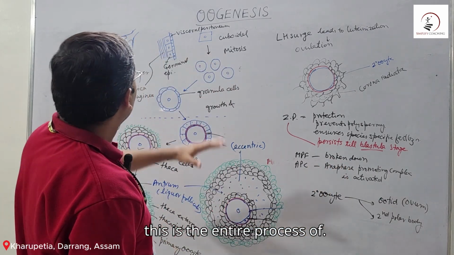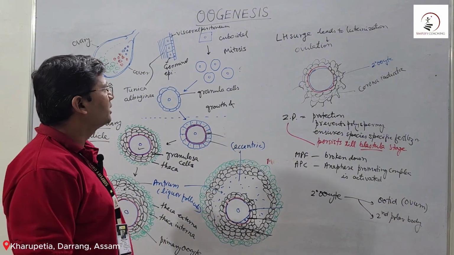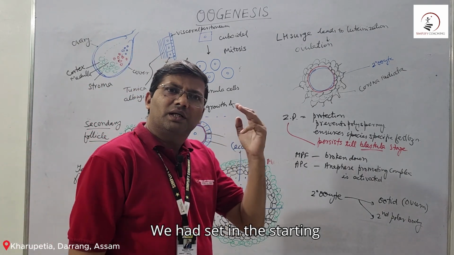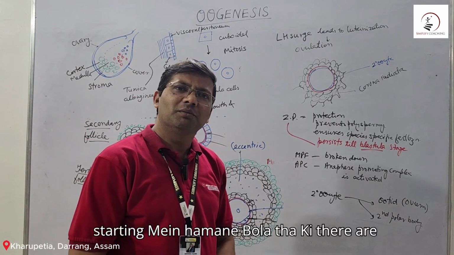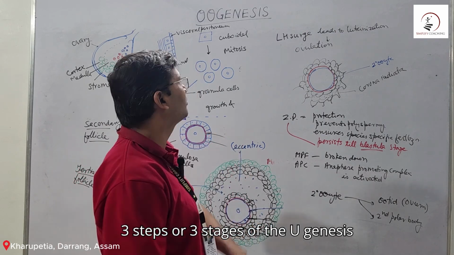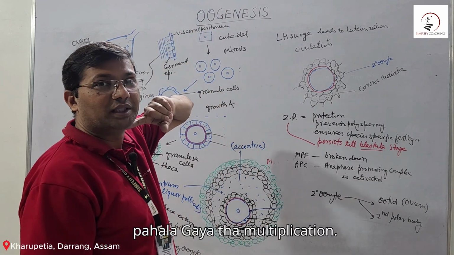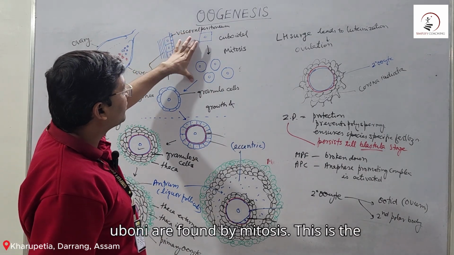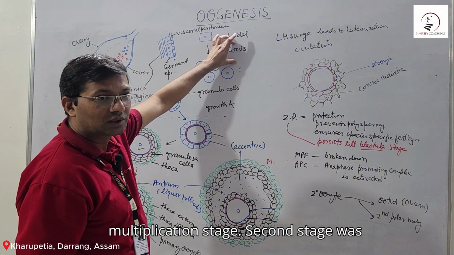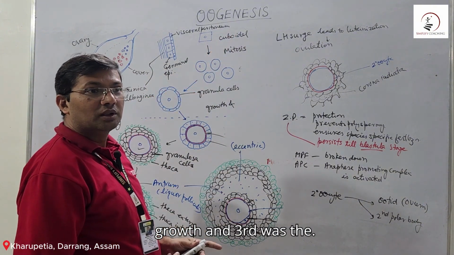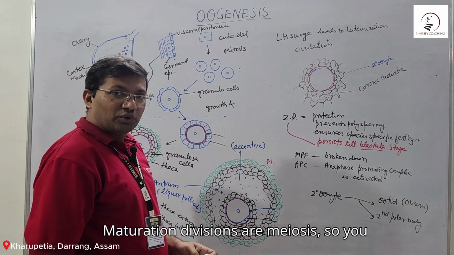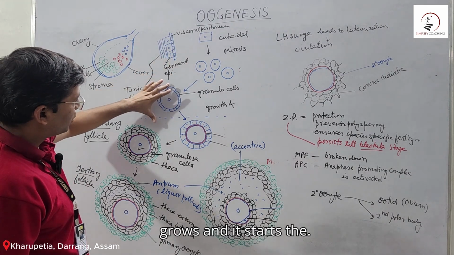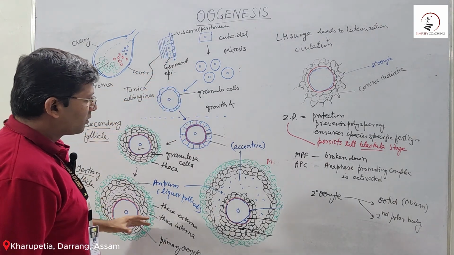Okay, so this is the entire process of oogenesis. Now let us again revisit. We had said in the starting that there are three steps or three stages of oogenesis. The first was multiplication, which occurs in the fetal stage. Lots of oogonia are formed by mitosis. This is the multiplication stage. The second stage was growth, and the third was maturation divisions or meiosis. So you can see here that the oogonia further grow and start the cell division.